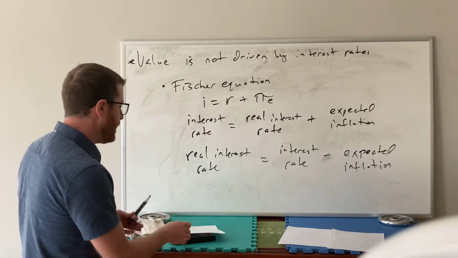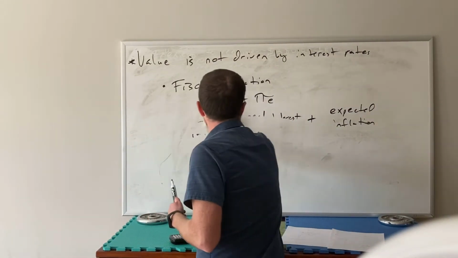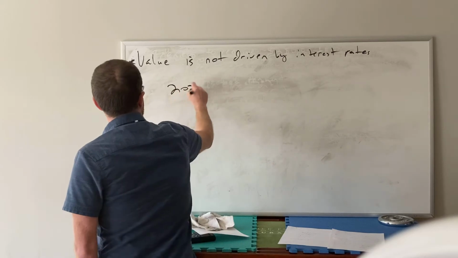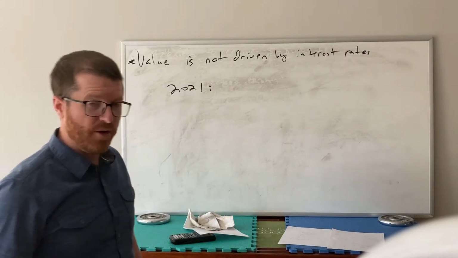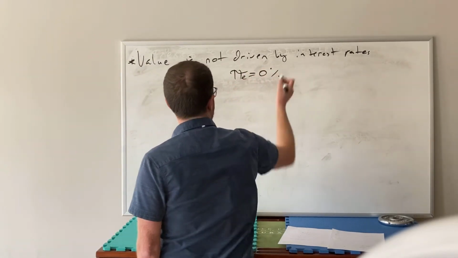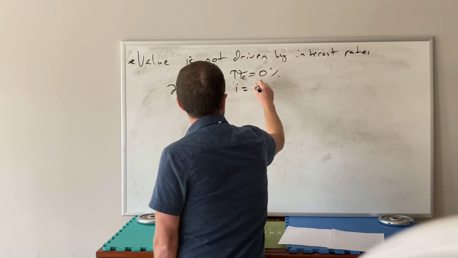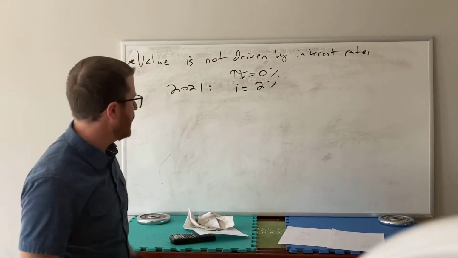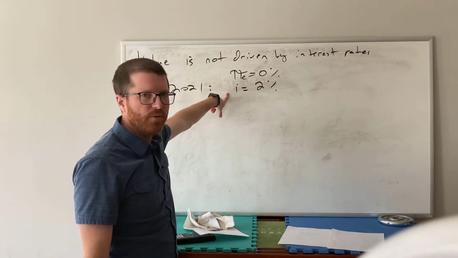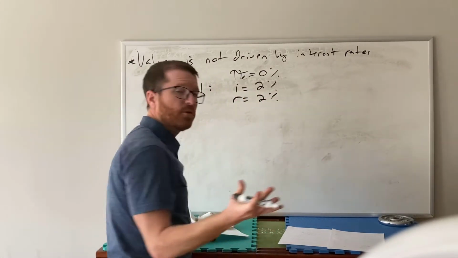Just to give you a little taste of what this might feel like in the real world, in the year 2021, when we have very low interest rates, if the inflation rate ends up being 0%, and that's what people expect, just for an example, and the interest rate is 2%, so we have no inflation expectations. People expect prices to stay the same, and interest rates are 2%. Then what would the real interest rate be? Well, the real interest rate in that case would be 2%.